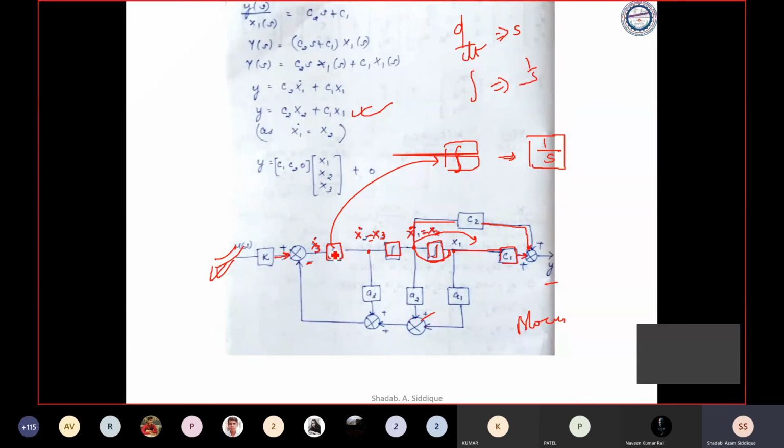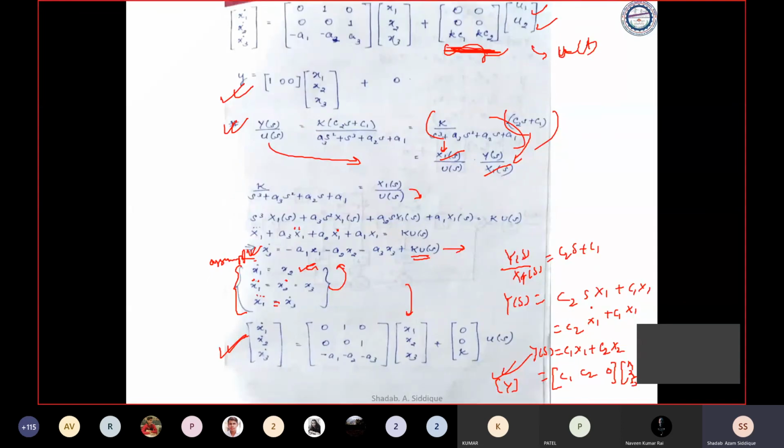Subject to condition that you just replace integration with 1 by s. So this will give you a Laplace kind of thing. And you can try to solve using block diagram reduction technique, say Y(s) by U(s), and that will match Y(s) by U(s), or using SFG also you can find Y(s) by U(s), and this should match with this one. This should match the transfer function. If it doesn't match, that means something is wrong. Okay, I hope this is clear.